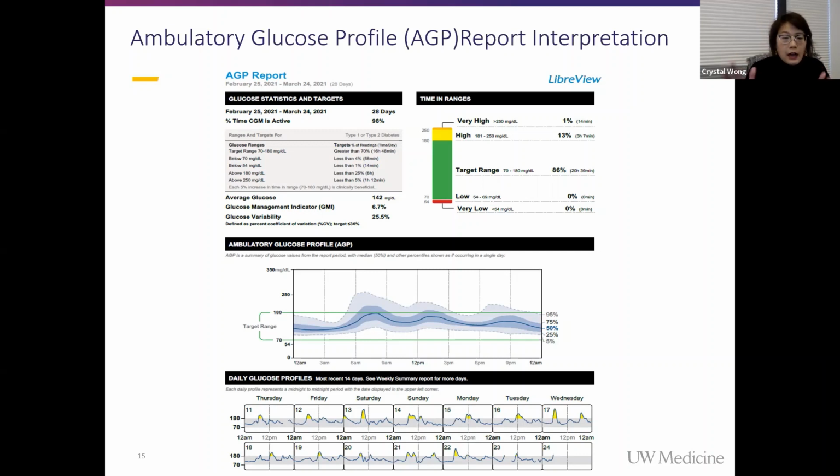Okay, so this is the actual sample PDF of what is going to be scanned into Epic in the media tab. So like I mentioned, you'll get a message from your RD and it'll have a little snapshot of some key metrics, but it'll also have a link, one of those blue hyperlinks, and you can click it and bring up the AGP.